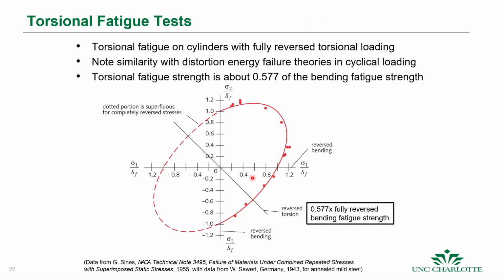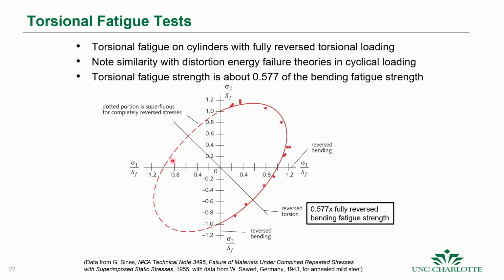Now, that was the axial difference. What about the torsional difference? Tests were also done on cylinders that had fully reversed torsional loading. This is the test data here, and it's normalized according to your principal stresses, sigma 1 and sigma 2, divided by your fatigue strength for that material. What's interesting to note is that it looks almost identical to the distortion energy theory for failures.